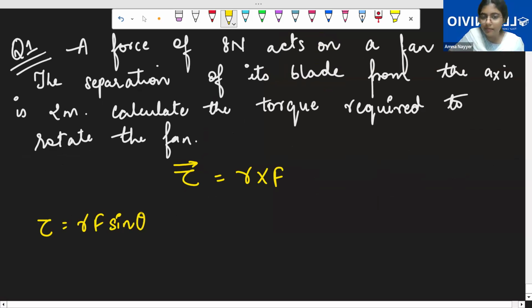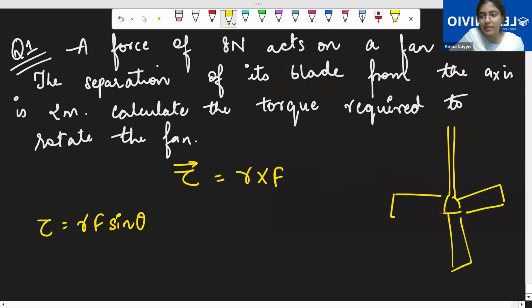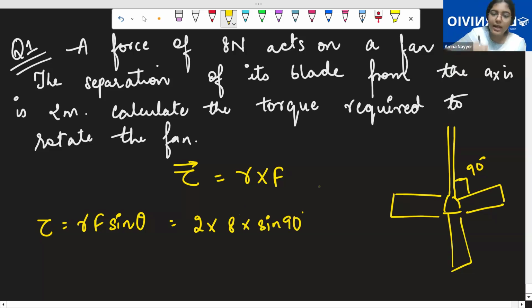Now, fan, we already know. When a fan is there, let's say this is the top part of the fan, and this is how the blades are present. So we know the angle that the blades and the axis make is 90 degree. So we'll take the separation is 2, force is 8, and sine 90 degree. Yes, Humaira, what is sine 90? 1. Very good. So 2 into 8, that is 16 Newton meter.